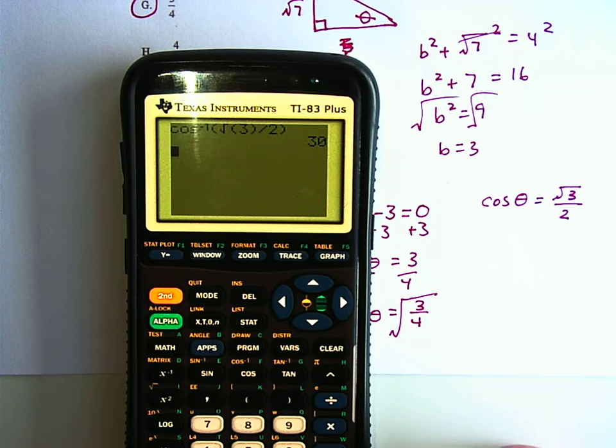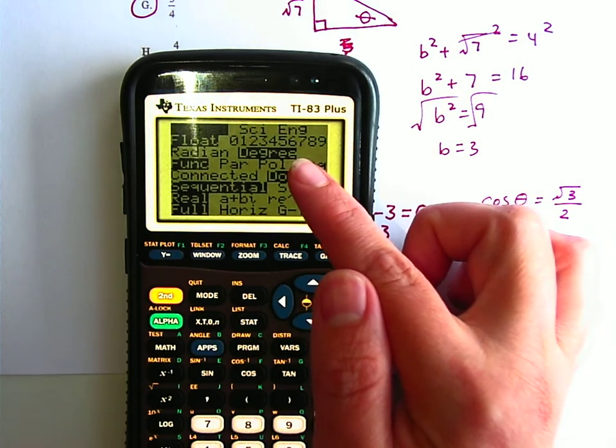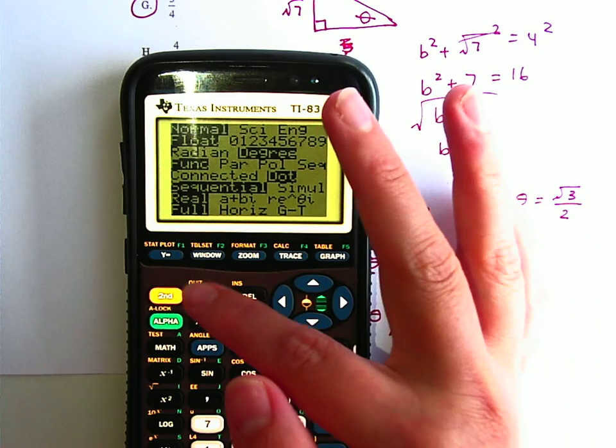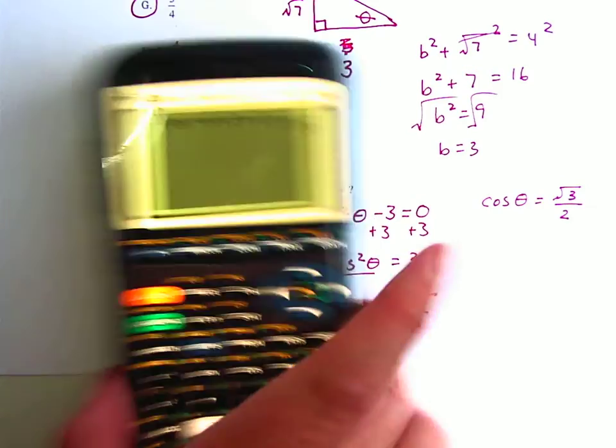Now, to make this work, it is important that your calculator's mode is set to degrees, not radians. Radians is another way to measure angles, which we'll find out later in this same thing. So 30 degrees.